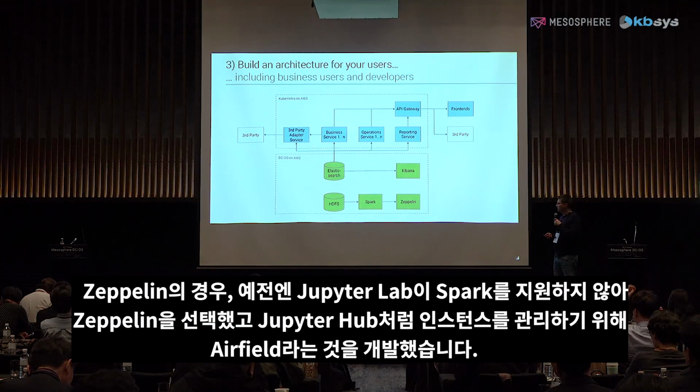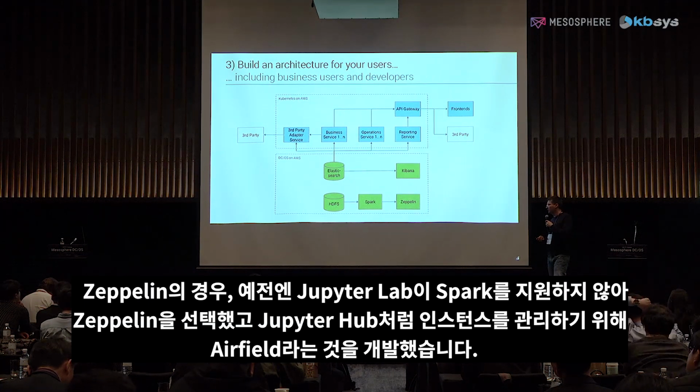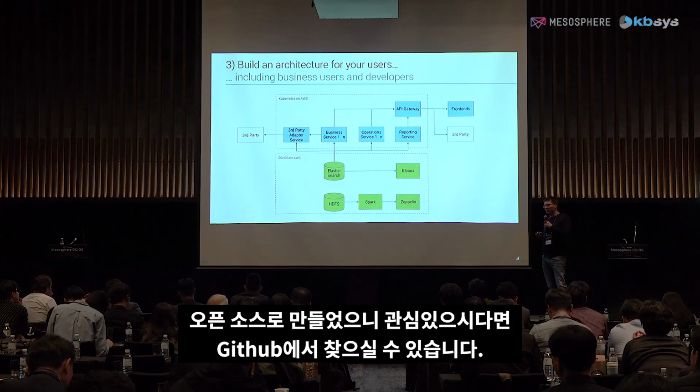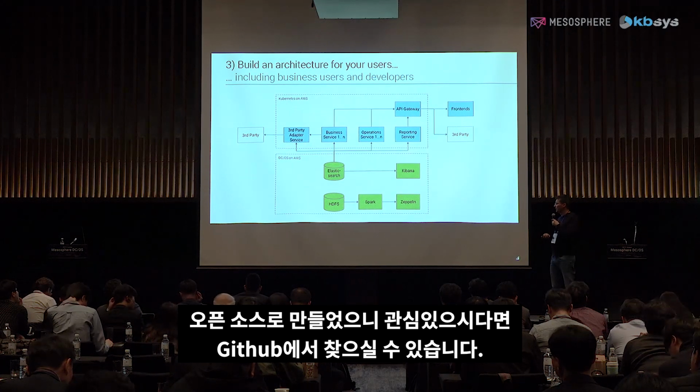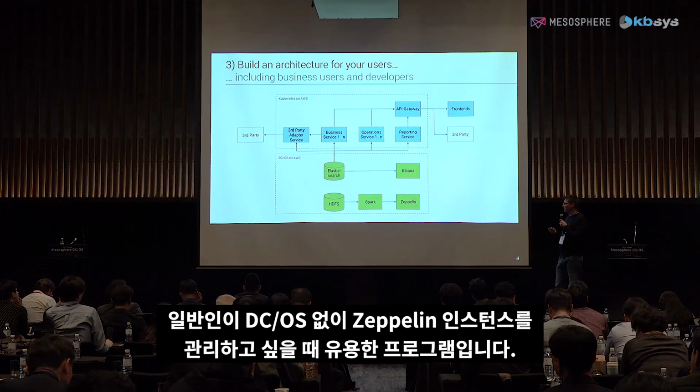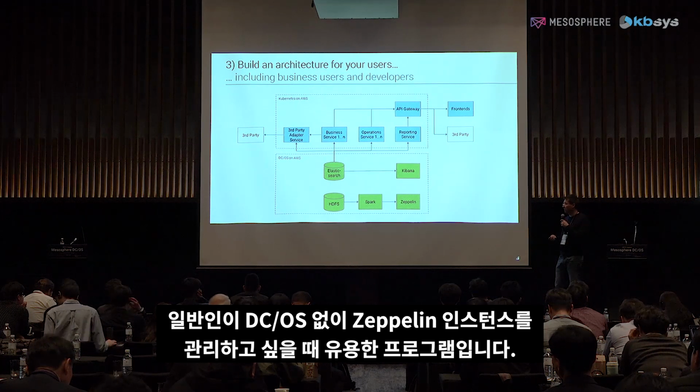About Zeppelin, there was one thing missing for us. Back then we decided to use Zeppelin because it supported Spark better than JupyterLab. Back then Jupyter notebooks didn't really support Spark. But we didn't have anything like JupyterHub to manage our Zeppelin instances. So we built a tool called Airfield that we also made open source. You can find it on GitHub if you're interested, which is very nice for a normal person to be able to manage Zeppelin instances without having to go through DC/OS.